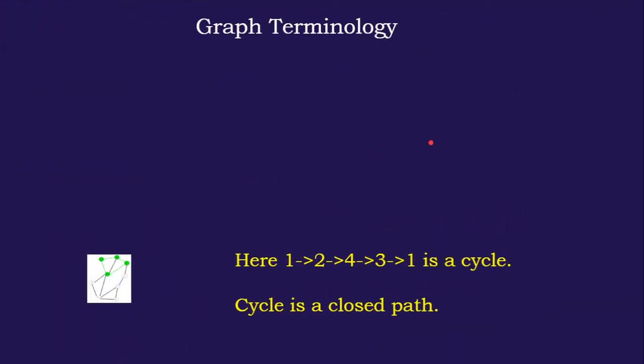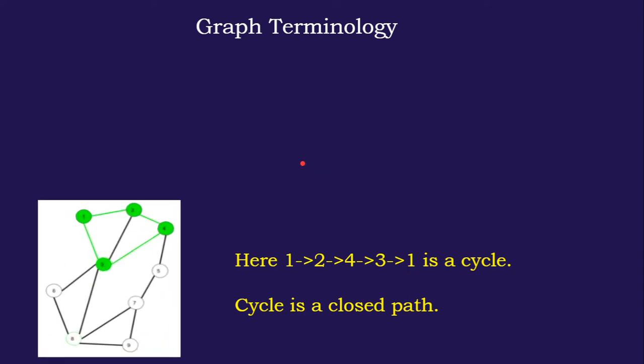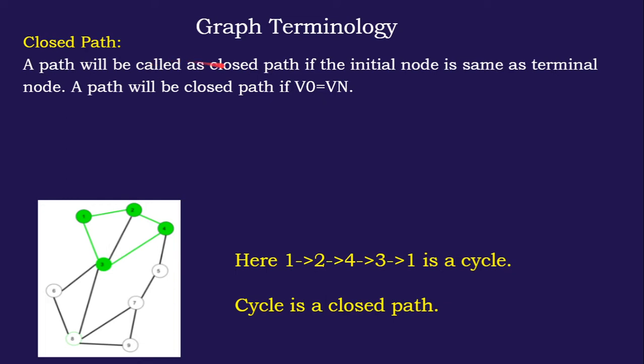Let us see a few more terminologies here. So let us see an example of a cycle or a closed path. A path will be called a closed path if the initial node is the same as the terminal node. A path will be closed if V0 is equal to Vn. Here we can see 1, 2, 4, 3 and then 1. Here this path shown in green color is a closed path because the starting vertex is 1 and the end is also vertex 1, and there is no repetition of any vertex.